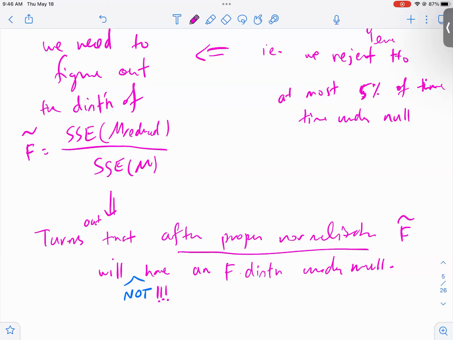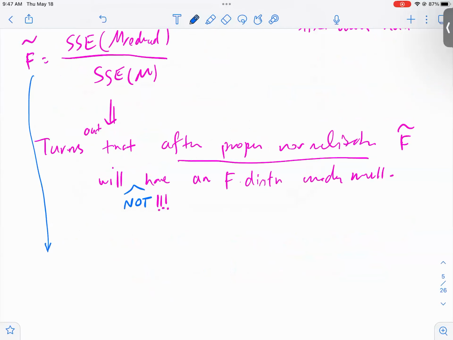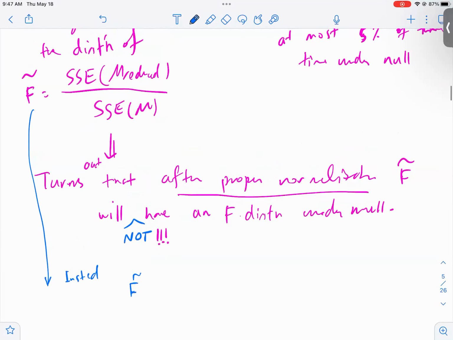So numerator and denominator have to be independent. These two are not going to be independent. So that's where this idea of extra sum of squares comes in. The proper way is this. Instead, I can compare this, let's call this double tilde.